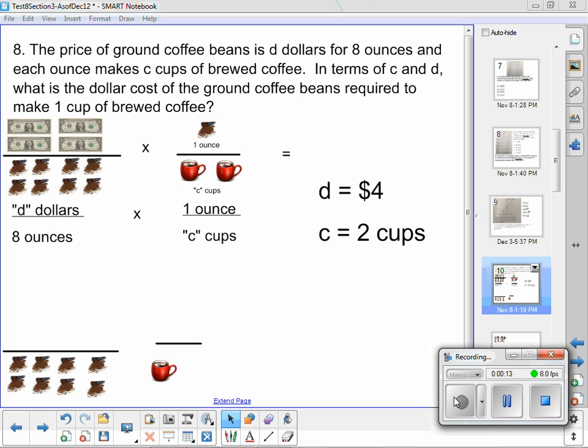Okay, so this problem says the price of ground coffee beans is $D for 8 ounces, and each ounce makes C cups of brewed coffee. In terms of C and D, what is the dollar cost of the ground coffee beans required to make 1 cup of brewed coffee? Okay, so one way to solve this is to make up values for D and C.